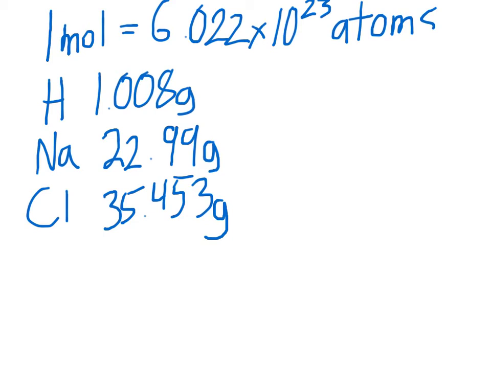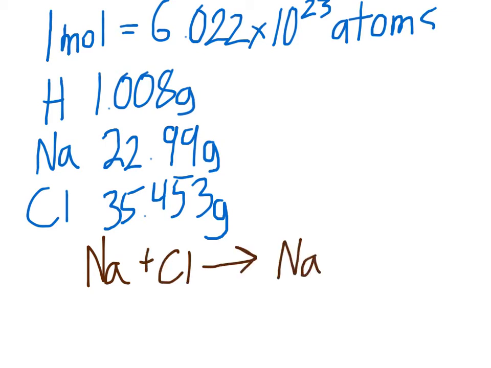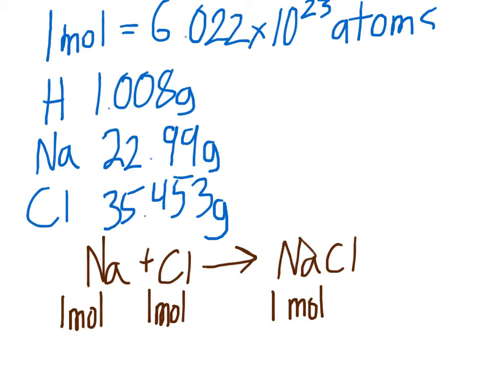If we were going to go back to the original equation we had before, sodium plus chlorine gives us sodium chloride, instead of weighing out 1 gram of sodium and 1 gram of chlorine and getting 1 or 2 grams of sodium chloride, we're going to weigh out 1 mole of sodium and 1 mole of chlorine, and that will give us 1 mole of sodium chloride. I hope all of this is making a lot more sense now.